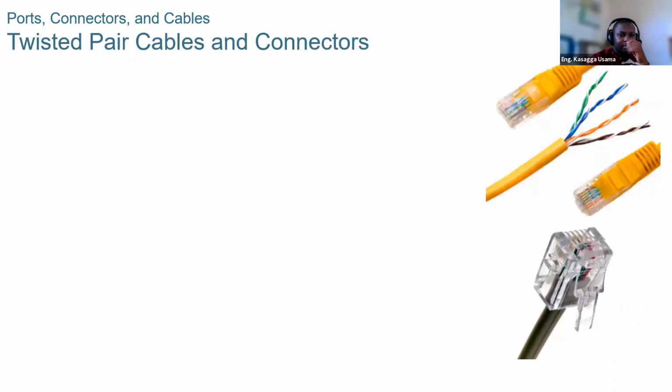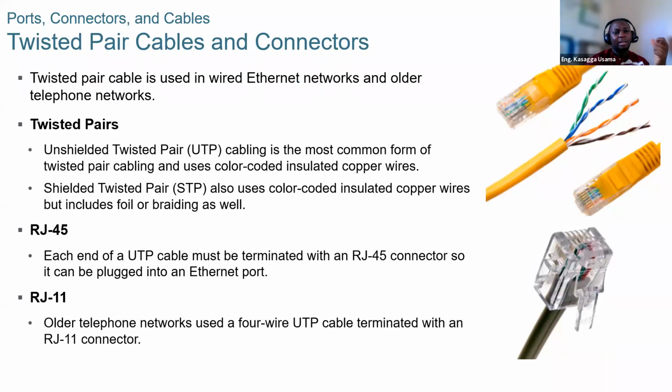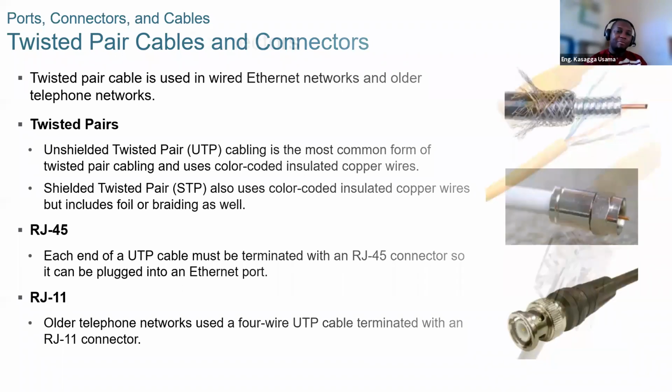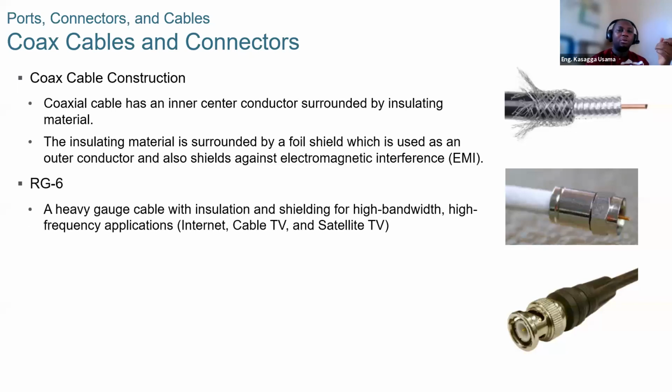Then we have twisted pair cables, that is for internet, the Ethernet. For the RJ45 and RJ11, these were the older telephone network, which were used previously, for some of you who have ever seen them. These are all different cables which are used by internet, or some of them are used by different gadgets, depending on the type of gadgets.